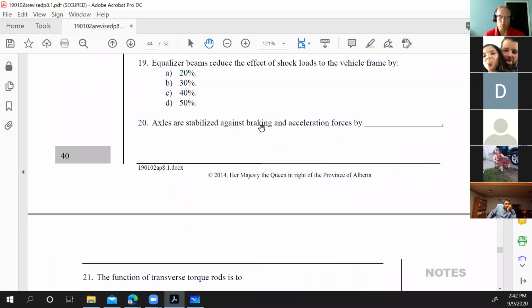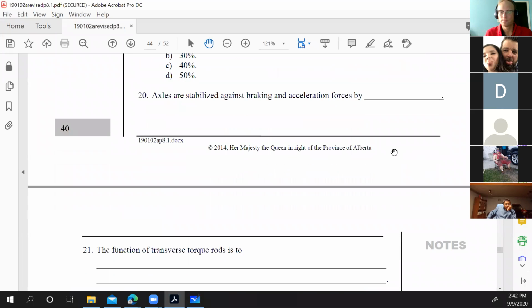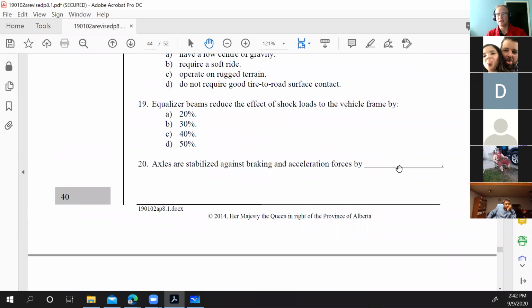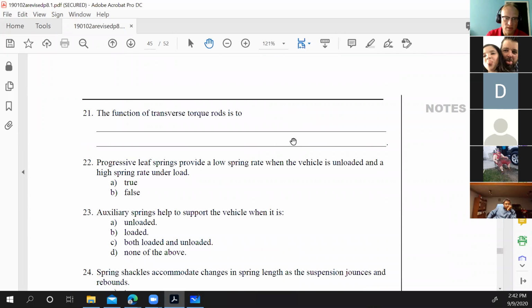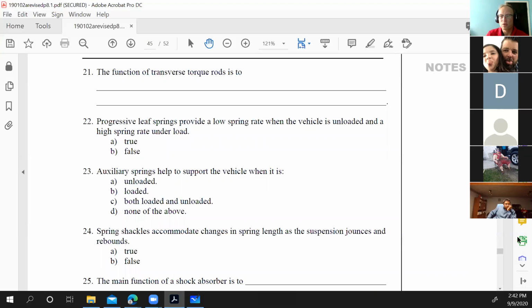Axles stabilized against braking and acceleration by what? Longitudinal torque rod. Exactly. Not only just torque rods, but longitudinal ones. Those are the ones that specifically deal with braking and acceleration forces. The transverse torque rod is for what? Side to side stability. Yeah, side to side or lateral stability. Absolutely.